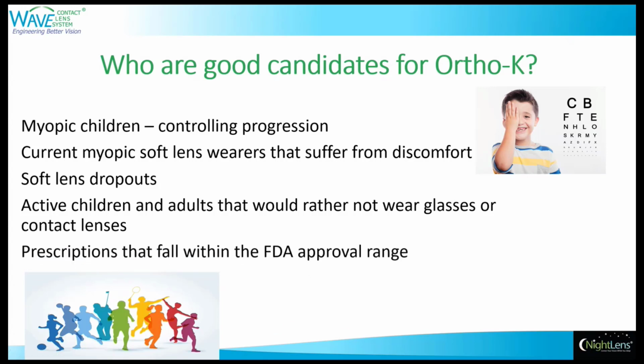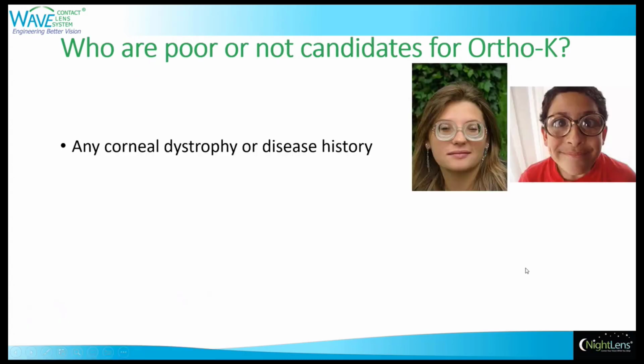And the other good patient is prescriptions that fall within the FDA approval range. Now, the highest approval range in the US is -6. But if you're just beginning Ortho K, I would highly recommend that you stay below -4 and no more than a diopter of corneal astigmatism. These will give you excellent success rates, and this will give you good experience to extend your range once you have a few of these under your belt.